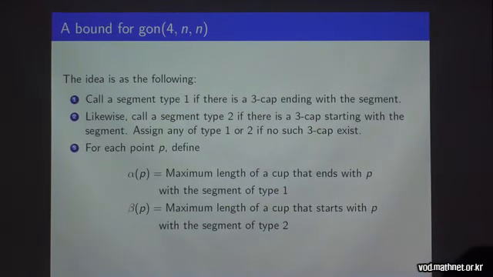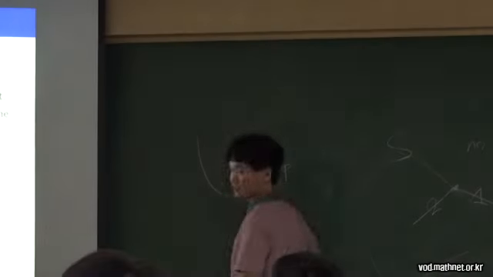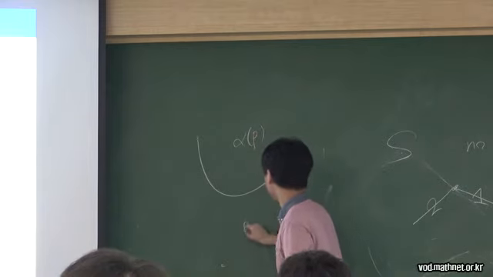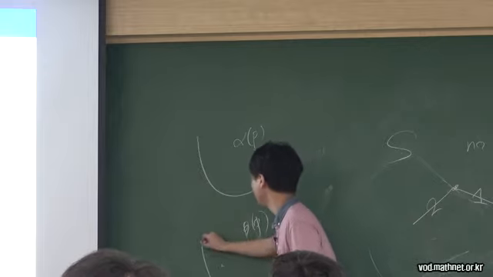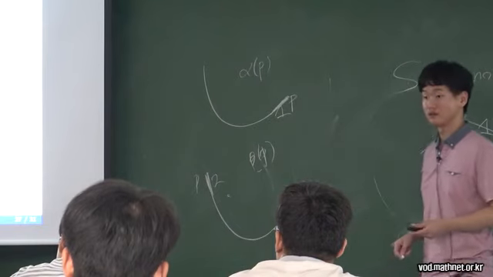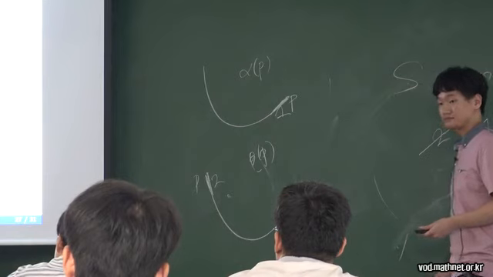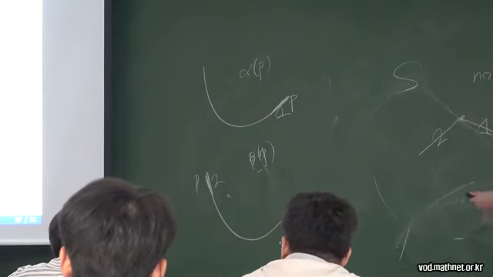Then we define the functions as follows. We define alpha of P to be the maximum length of a cup that ends in P with a segment of type 1. So this is alpha of P. And beta of P is the maximum length of a cup that starts with P with a segment of type 2. So what do you mean by segment? Yeah, any pair of different points in S defines a segment.